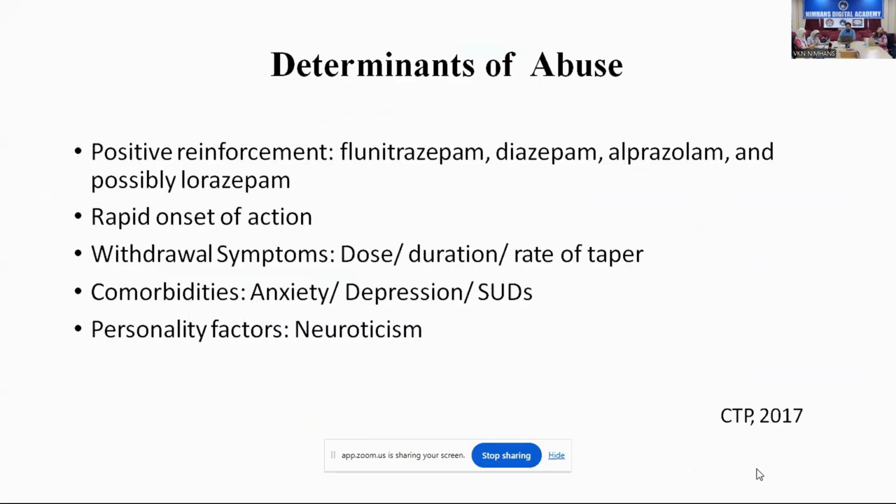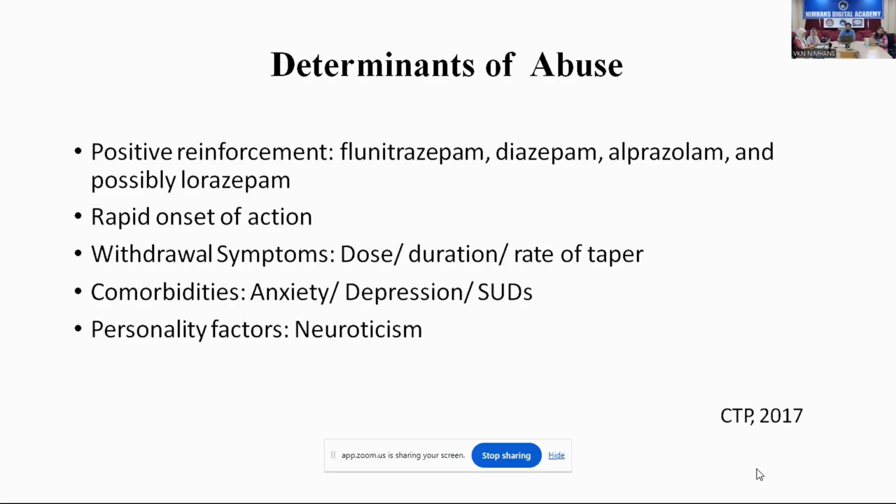So what are the determinants of abuse? Why do people land into benzodiazepine abuse? So there is a positive reinforcement, specifically with nitrazepam, flunitrazepam, diazepam, alprazolam, and sometimes with lorazepam. Although lorazepam is said to be the safest amongst these, now reports are emerging of lorazepam dependence also.